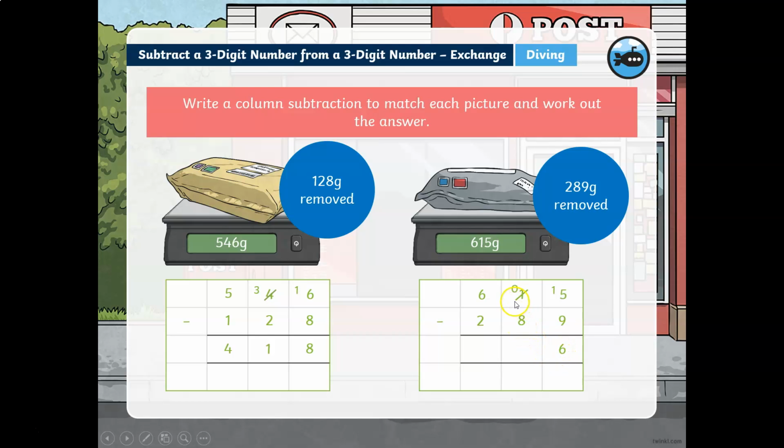Now, can we take 8 from 0? There's nothing. We cannot do that. So now we need to borrow from here. So we're going to cross it out and turn it into a 5. Now we brought over a 1 to make this a 10. And so now we can take 8 out of 10, which will be 2. 5 minus 2 is 3.